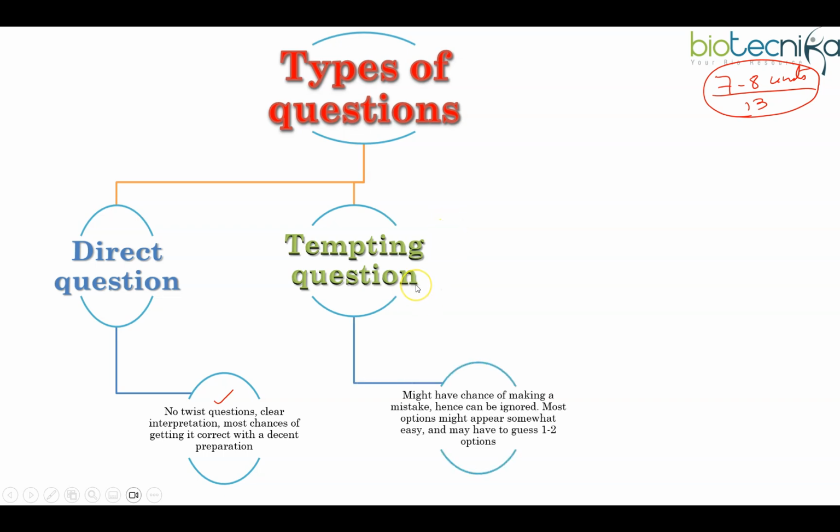Now, tempting questions are the ones which have a chance of making a mistake, hence can be ignored. Most options might appear somewhat easy. It might look easy, but there may be some twist over there. So you have to guess the other 1 or 2 options. Either you will need some guessing, or the question might look easy, but it might actually have more chances of making a mistake.